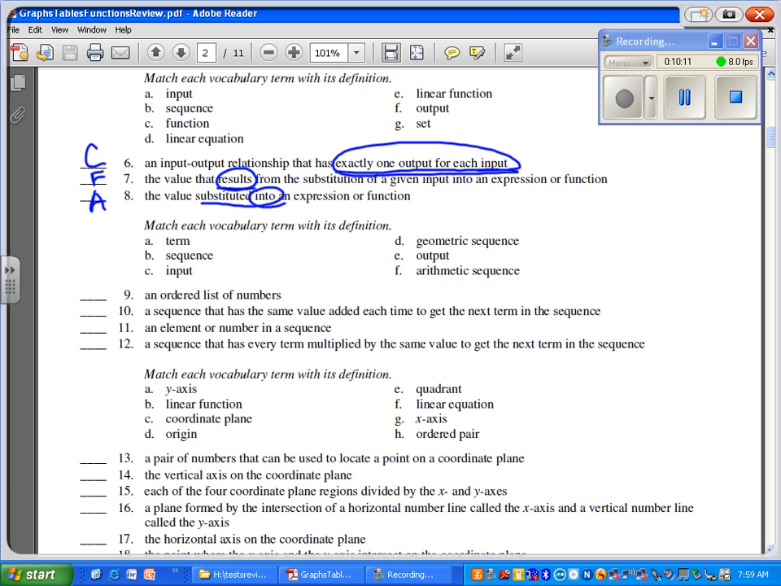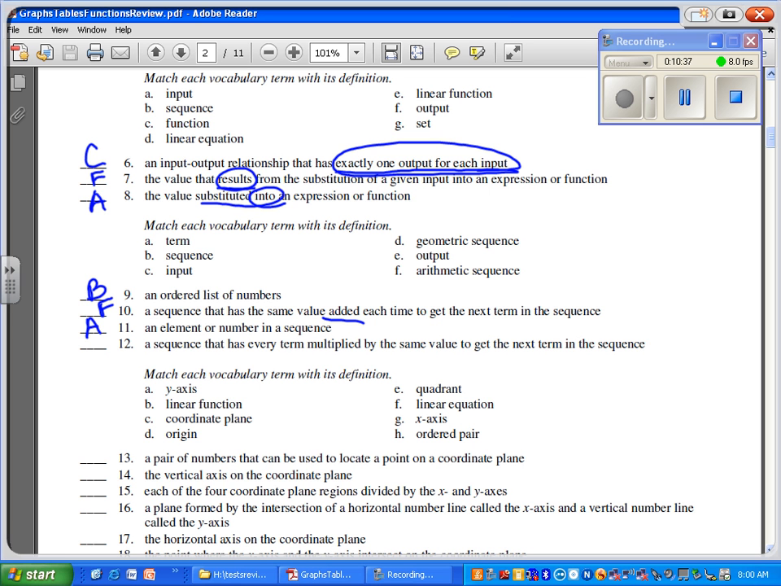All right, number 9, an ordered list of numbers. That is a sequence according to the notes we wrote down. All right, number 10, a sequence that has the same value added each time to get the next term in the sequence is an arithmetic sequence. That's F. An element or a number in a sequence is a term. We also went over those in the notes.